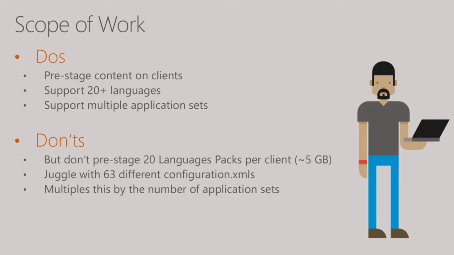And we also don't want to pre-stage 20 different language packs to all our clients. If we take the 1 GB core package and put 20 language packs on top, we end up with a 5 GB package, pushing it down to all clients, and then only having a small group picking 1 or 2 out of the 20 languages is kind of a waste of the network bandwidth.